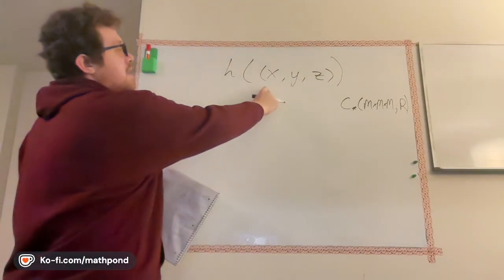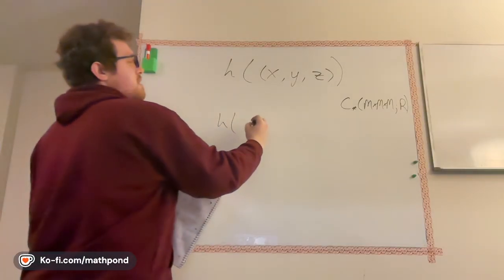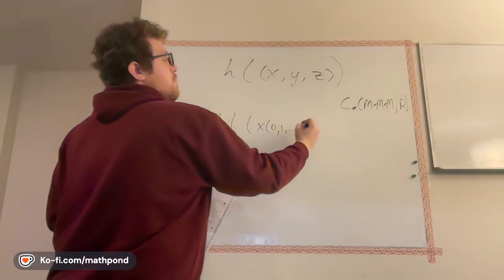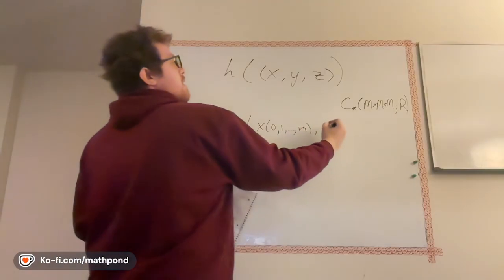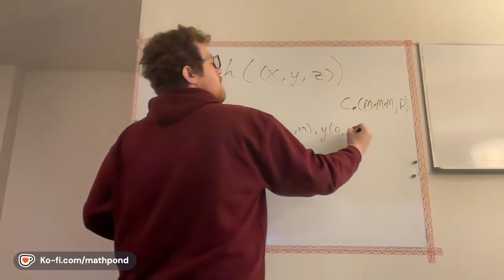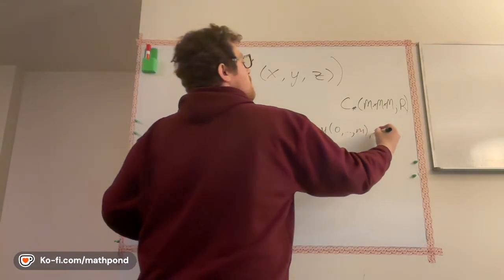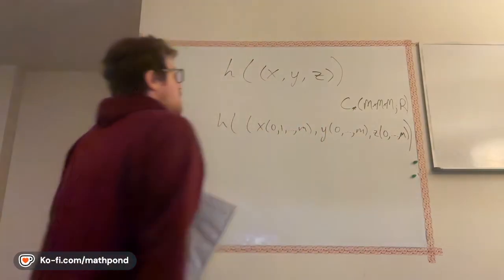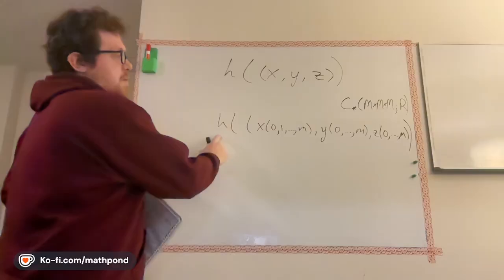So if we're being really formal, this is really an element: x of 0 through m, comma y 0 through m, comma z 0 through m. So then we're saying, okay, what is h of this?